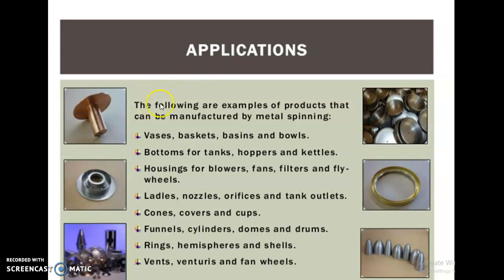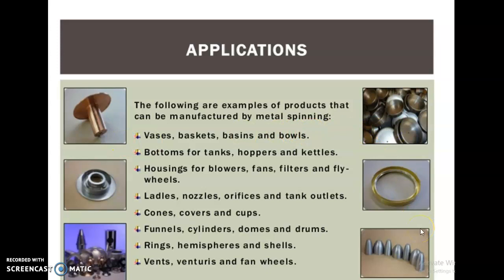Major applications of metal spinning are baskets, basins, bowls, bottoms for tanks, hoppers, kettles, housings for blowers, fans, filters and flywheels, ladles, nozzles, orifices, tank outlets, cones, covers, cups, funnels, cylinders, domes and drums, rings, hemispheres and shells, venturis and fan wheels. So these are the major applications of metal spinning. These are parts formed using metal spinning.